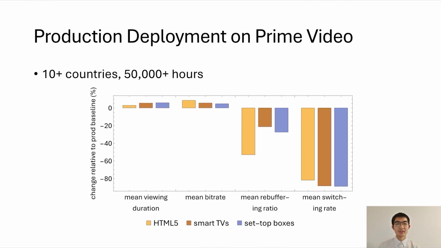Next, we take SODA to the production network on Prime Video. We try it out for users in more than 10 countries and for some large live events, sports events. The interesting thing I want you to notice here is that SODA reduces the bitrate switching by almost 80% compared to a well-tuned production baseline. Think about it. It's 80%, a huge and dramatic improvement in terms of user experience. And what's more important is that it does so without sacrificing the other quality of experience components. It has slightly higher mean bitrate, and it has lower rebuffering ratio.